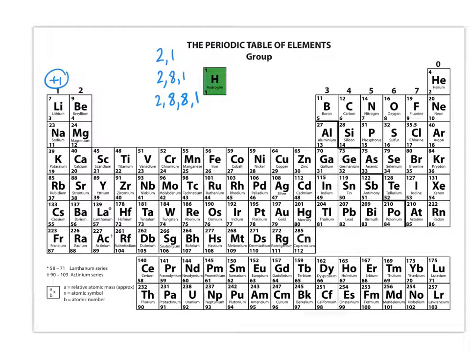Group 2, they all have 2 electrons in their outer shell, so they all have to lose 2 electrons to get a full outer shell. So they have plus 2.